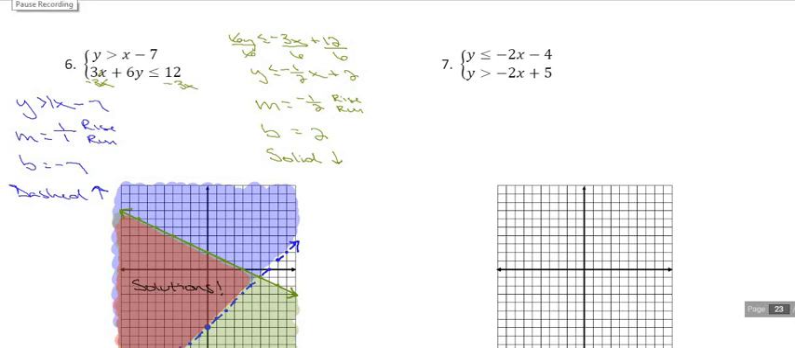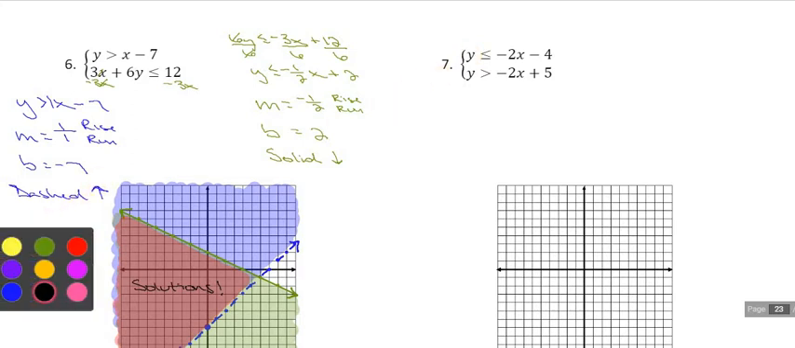All right, so here we are wrapping up Chapter 5 with the second half of Section 5-6, dealing with solving systems of linear inequalities. In number 7, you'll notice that both of our linear inequalities are in slope-intercept form, so that is quite helpful.